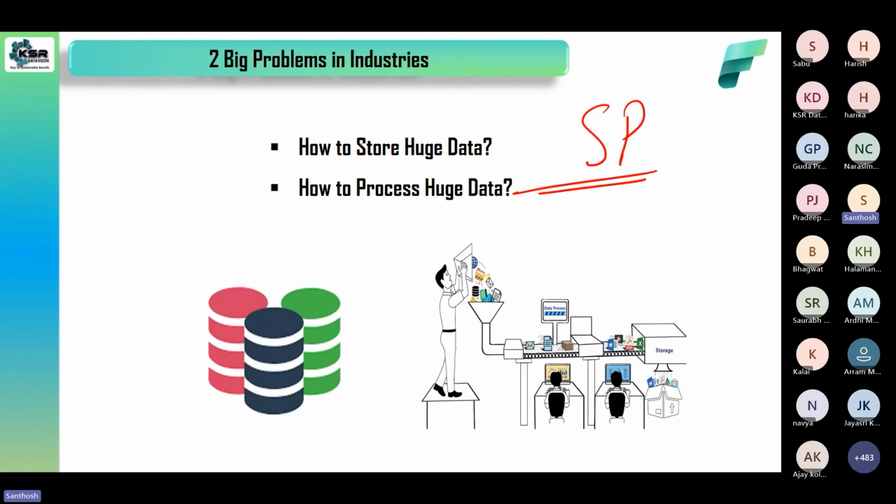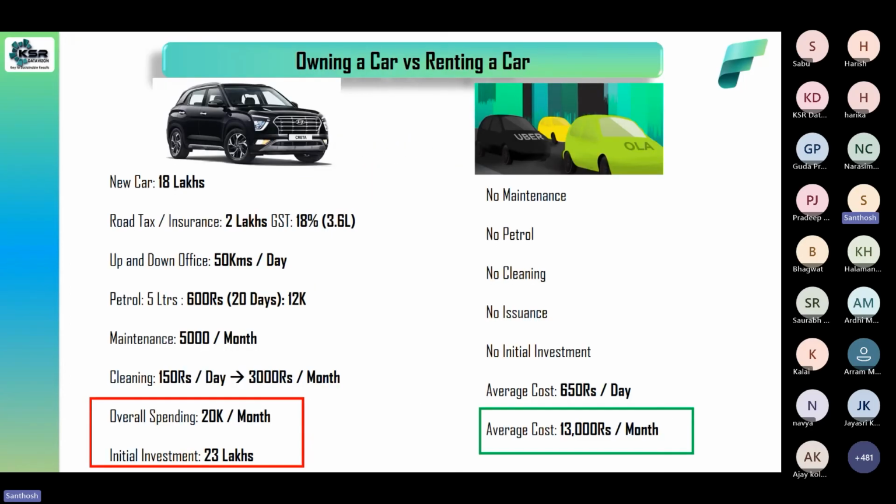The two biggest problems are how to store the data and how to process the data. These are the two biggest challenges that we are going to face in every single business, every single project. How am I going to handle it? Well, the answer for these two questions, I will give a small example.